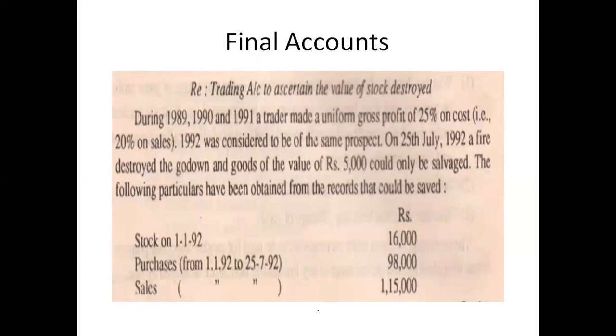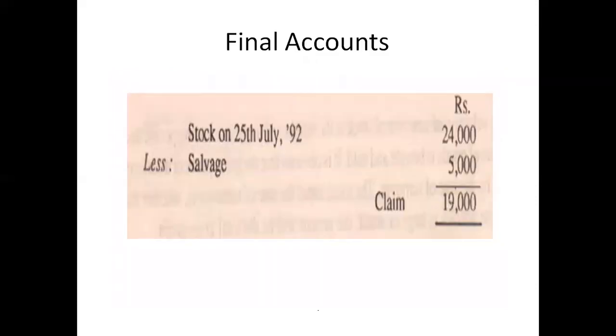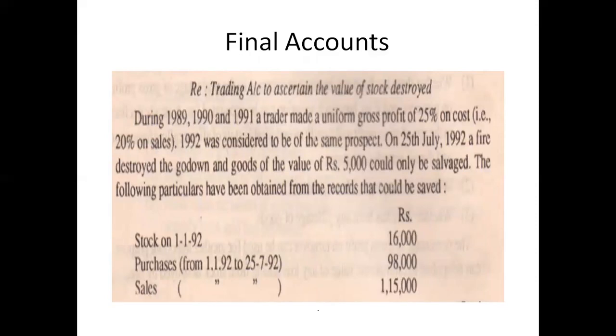Now, during 1990 and 91, a trader made a uniform gross profit of 25% on cost. Now, 25% on cost means 25 by 75, that is 20% on sales, or 25% on cost is 20% on sales. Now, 1992 was considered to be the same profit, that means the rate of profit is the same.